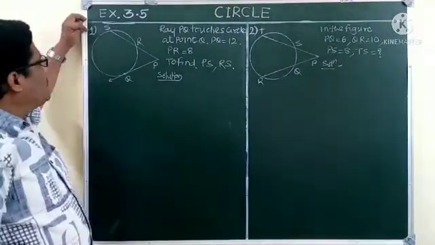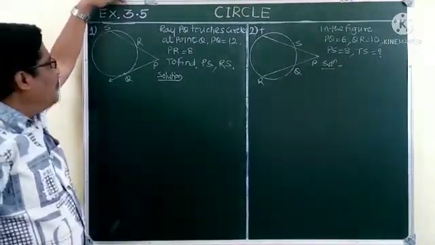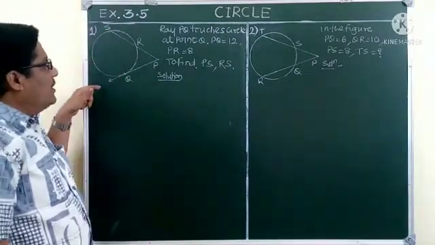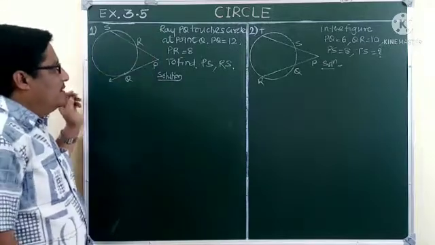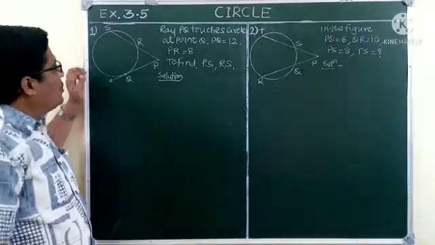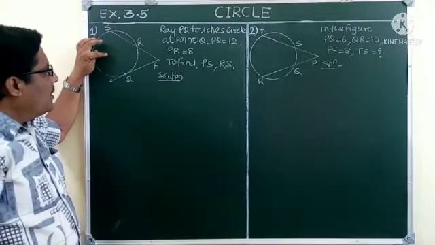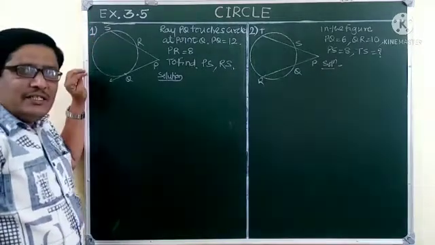Now this is the first example from exercise 3.5. Here one circle is given, one tangent line is there and another secant line is there. That means here we have to use the tangent secant segment theorem. Here we cannot use the tangent secant theorem.